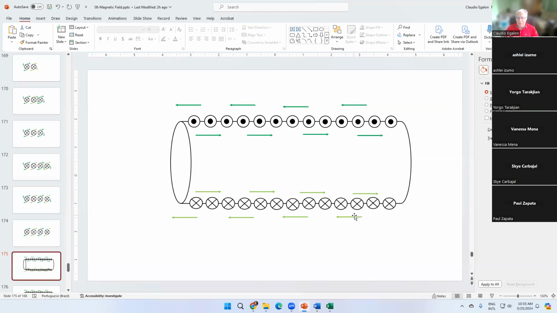And on the outside too. On the inside, the field is from the left to the right, at the top and at the bottom. On the outside, it is from the right to the left at the bottom, and right to the left at the top as well.